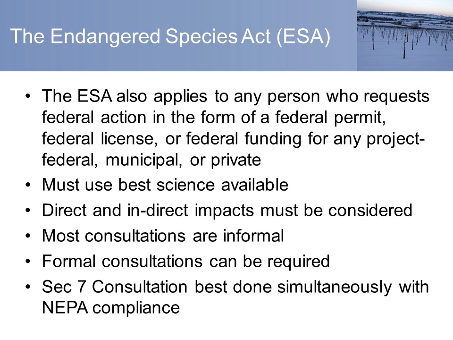Section 7 covers a wide array of activities because all projects funded by the federal government are covered by the section. The federal government must consult proactively to protect species. Also, any person who requests federal action in the form of a federal permit, federal license, or federal funding for any project, federal, municipal, or private, must engage in consultation between the appropriate wildlife agency and the concerned federal agency. Direct and indirect effects must be considered. In every consultation, each agency shall use the best scientific and commercial data available.